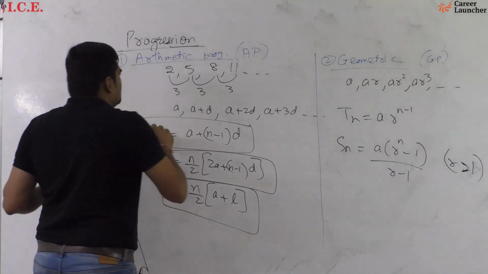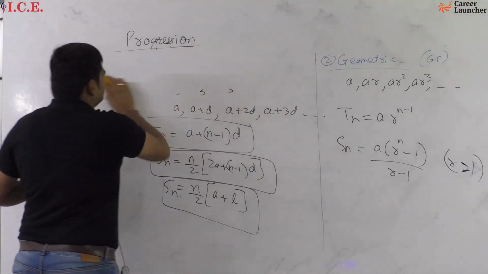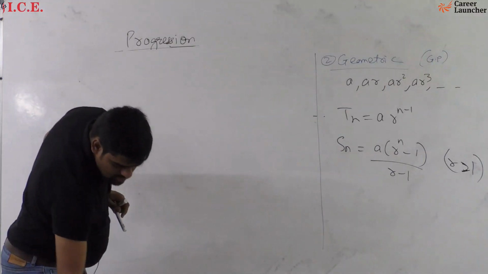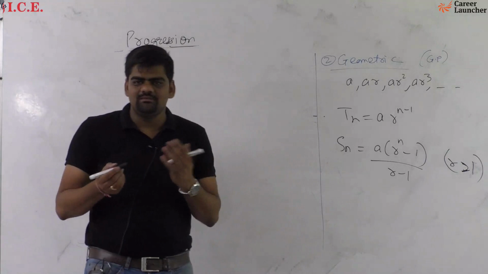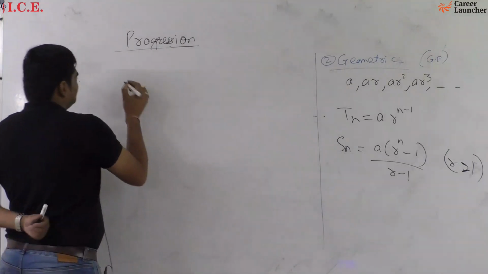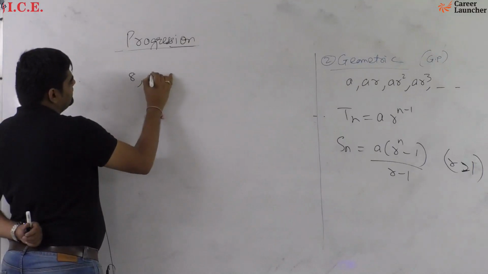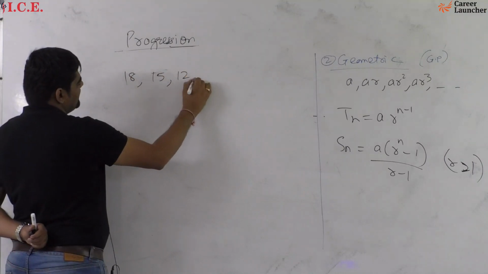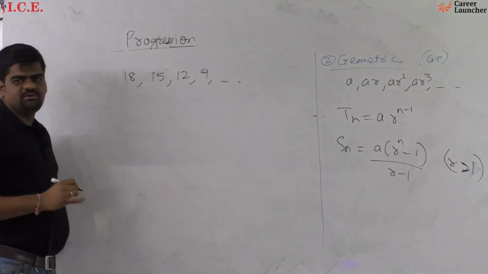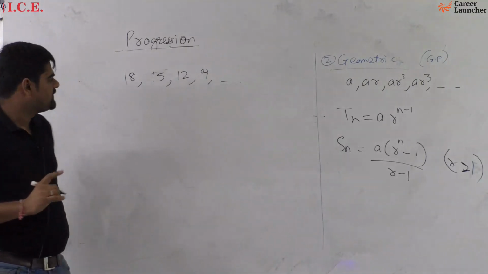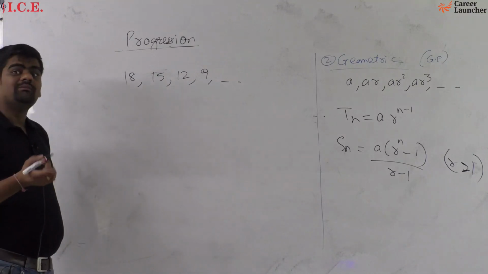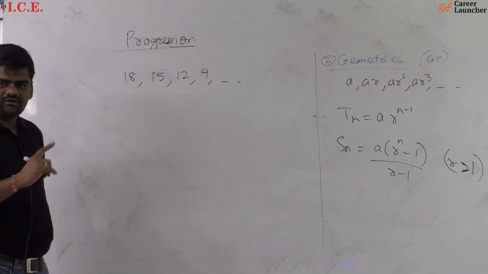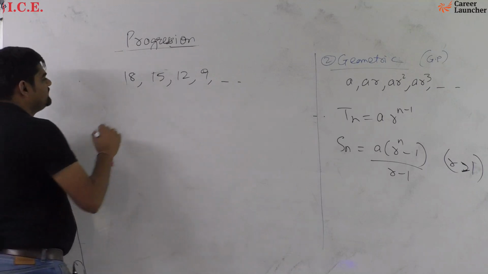Clear? Now, a couple of things. First is identifying a series. For example, is it an AP, GP, or none of them? So, for example, if I say 18, 15, 12, 9, AP or GP? It's an AP. What is the common difference? Don't say 3, it is minus 3. Be careful of that. What is the first term? A is the first term, 18. So it's an AP.